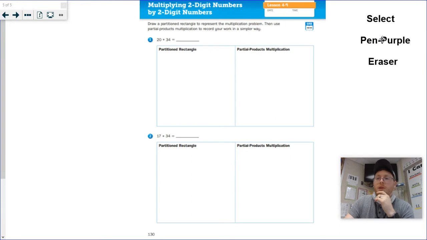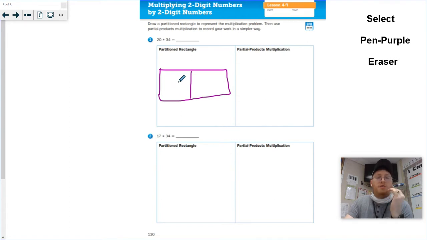So let's get started. If I am working on 20 times 34, I'm going to draw my box, 20 by 34. In this case, I really only want to break it into 2, and I'm going to show you why in a second. So I have 20 and 34. 20 is pretty easy because that's just an expanded multiplication fact, so I don't have to worry about that. However, 34 does need to get broken up, so I'm going to do 30 and 4, breaking those into their expanded forms.